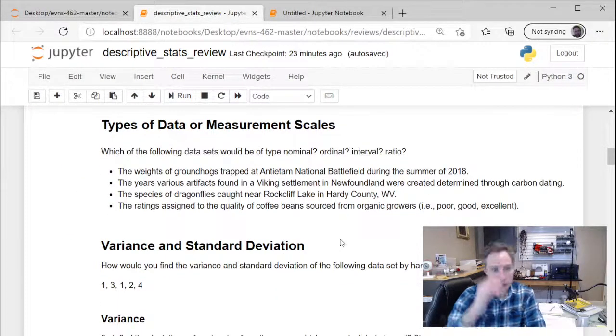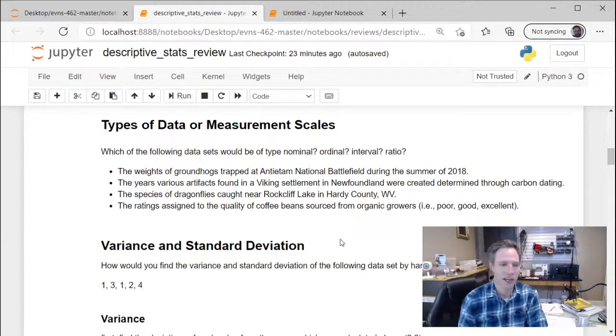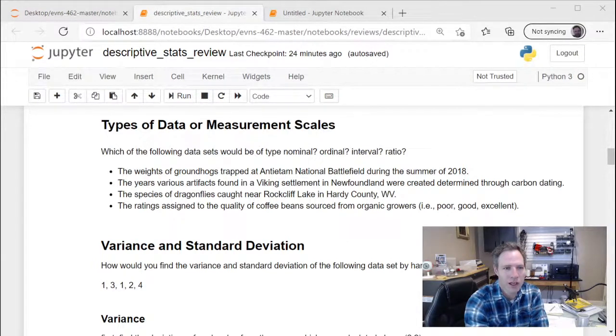Next item, types of data or measurement scales, and there are four types of data, and they are nominal, ordinal, interval, and ratio.